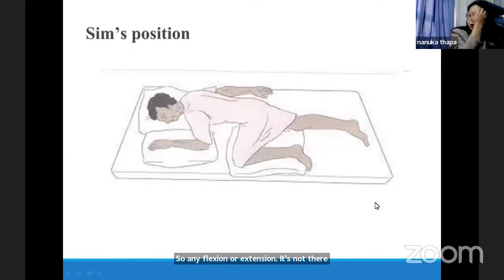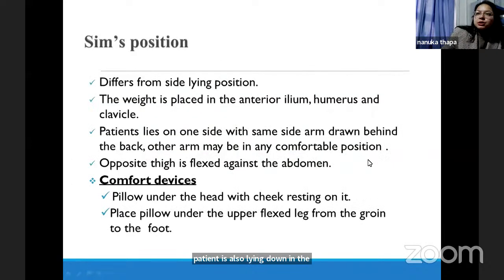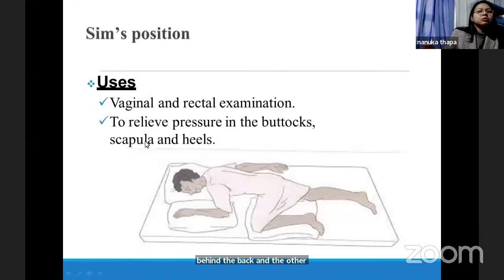Next is the Sims position, where the patient is also lying down on the abdomen, but it's a little different from the prone position. It also differs from the side-lying position. The weight is placed on the anterior ilium, humerus, and clavicle. The patient lies on one side with the same-side arm drawn behind the back, and the other arm may be in any comfortable position. Can we move back to the previous slide? So we can see that one arm is drawn straight and the other arm is in a very comfortable position.